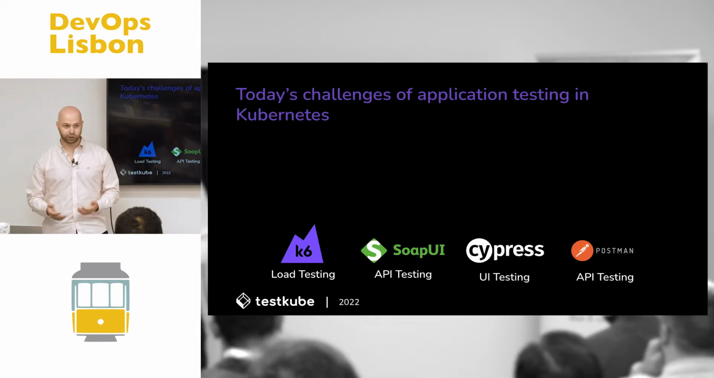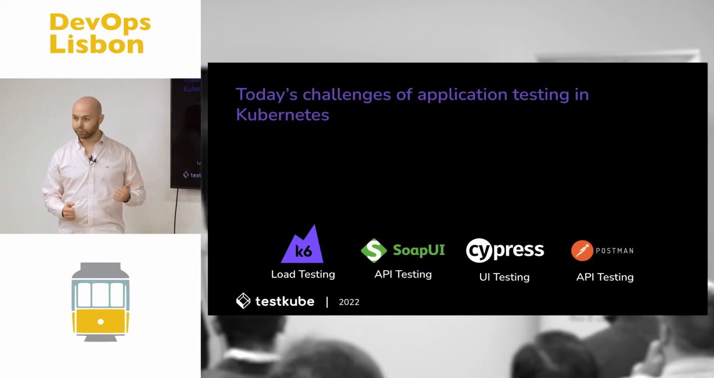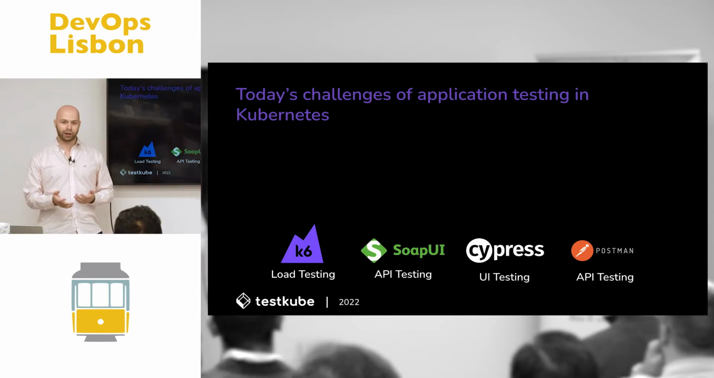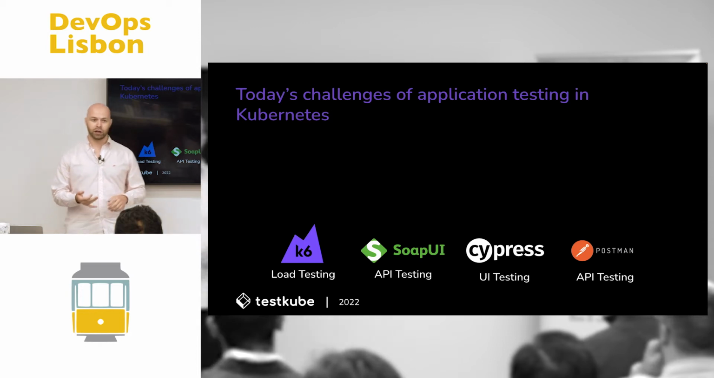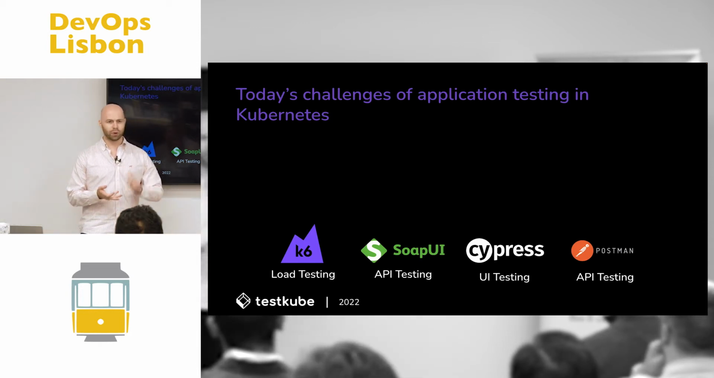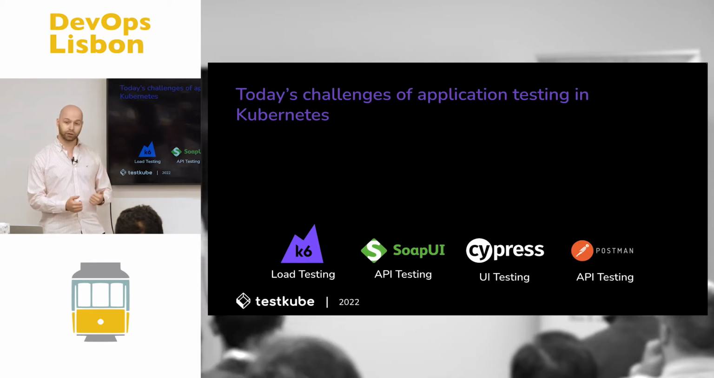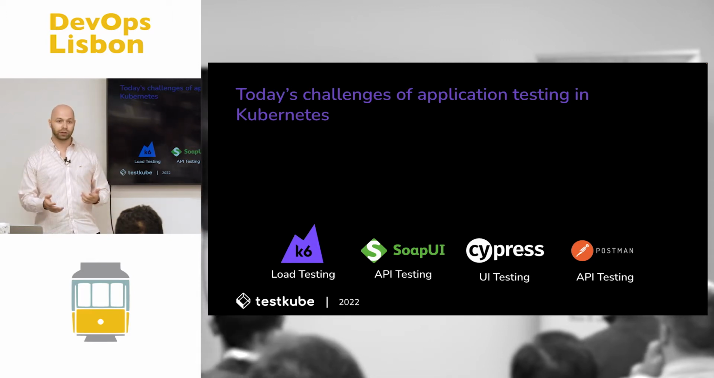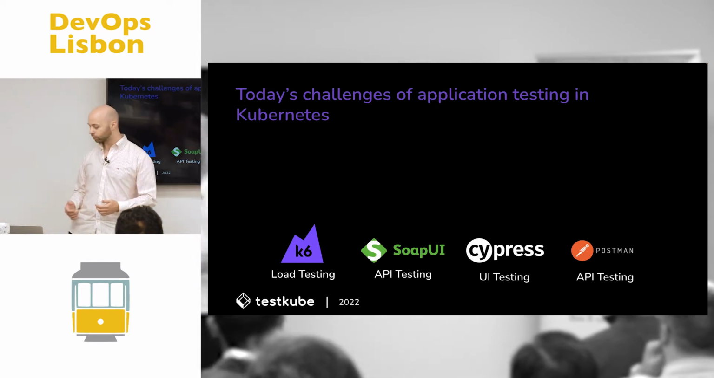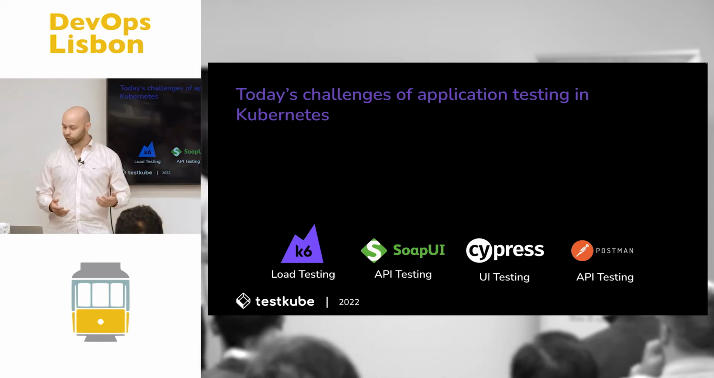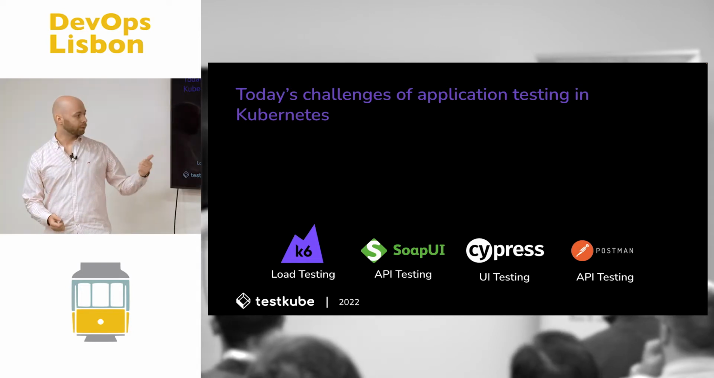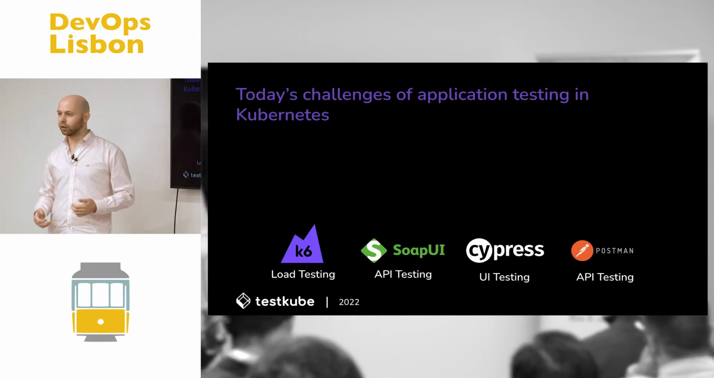You can see K6, really good for load testing. SoapUI, you probably used it in the past. It's a very old tool, used for API testing, and it also does load testing and mocking and a bunch of things. There are a lot of use cases that they cover, and they are very good at it. Like Cypress, you probably know this one. It's a very famous one to test web browsers, the UI, and do end-to-end testing as well. And Postman, probably the most famous one, I feel, to do API testing.